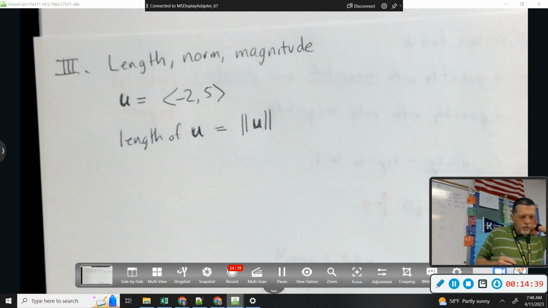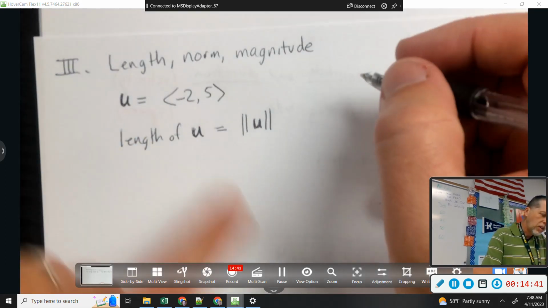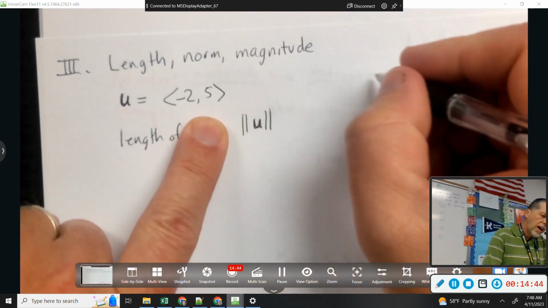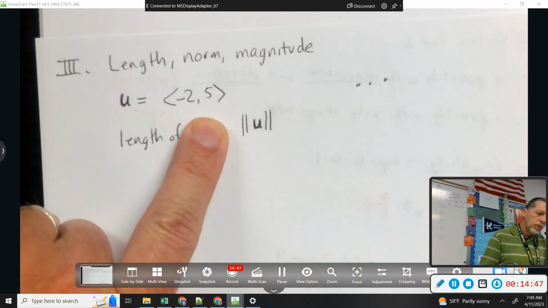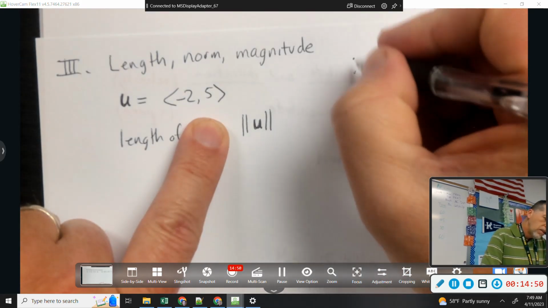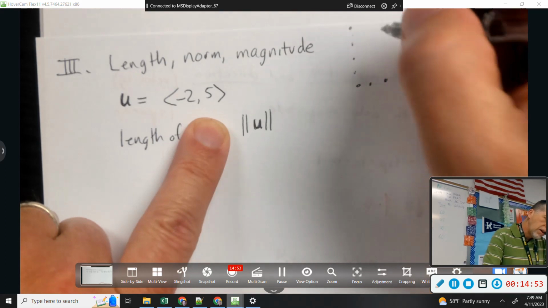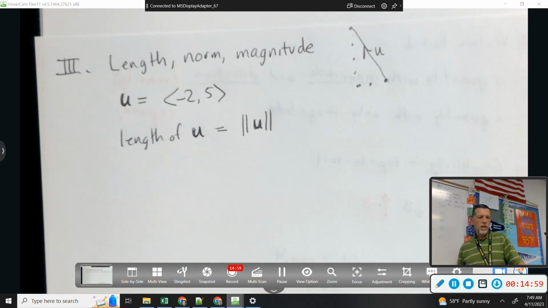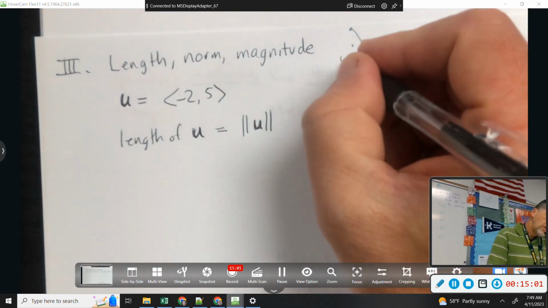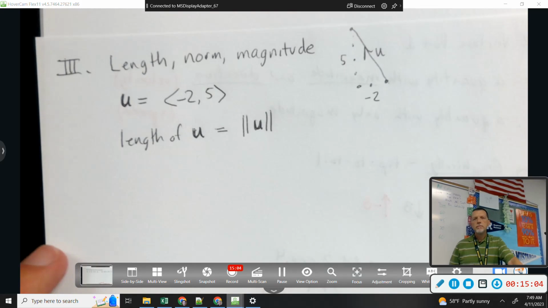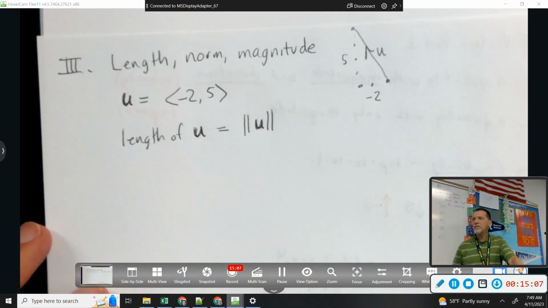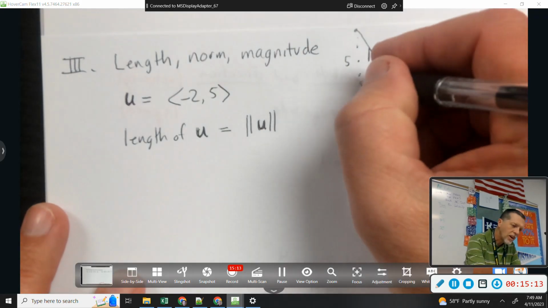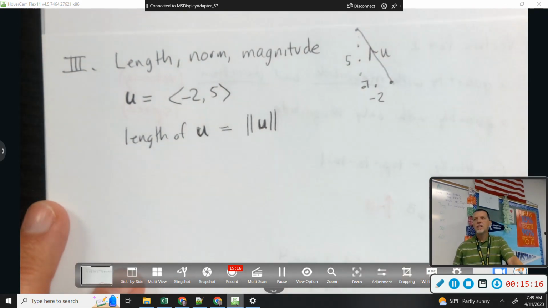Well, there's an equation, but I bet you could figure it out without even looking at it. If u means go left 2 and up 5, so left 2, 1, 2, 3, 4, 5, and up 5, so that's u. I went left 2, and I went up 5. I bet you know how to find how long that vector is. If this is a right triangle, a squared plus b squared equals c squared.